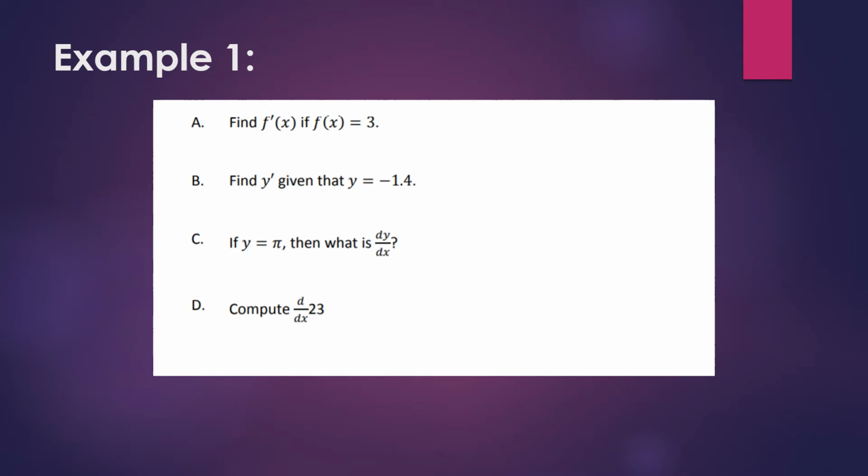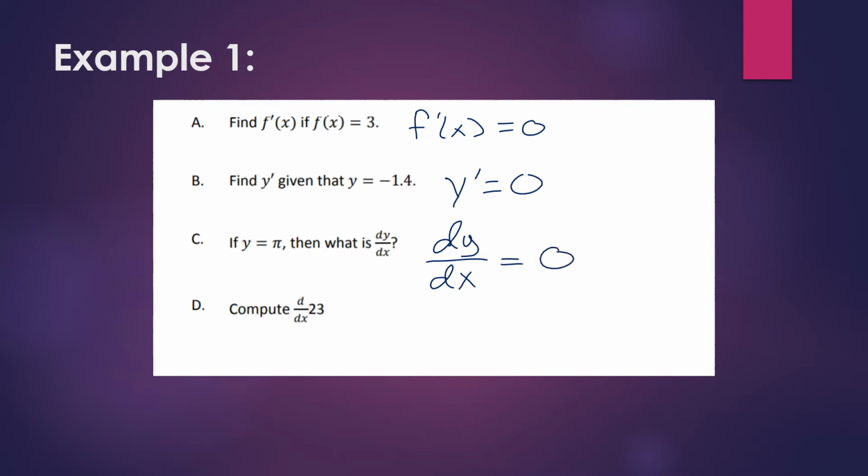On this slide, we might have some of the easiest examples of the whole class. They're asking us to find the derivative of multiple constants. So they're asking, what is the derivative of 3? Well, that would give us f prime of x equals 0. They're asking for y prime, given that y equals negative 1.4. Well, that would give us y prime equals 0. They say if y equals pi, then what is dy dx? So you have to remember pi is not a variable. It's a number. It's 3.14, and so on. So its derivative is also going to be 0. So dy dx is 0.